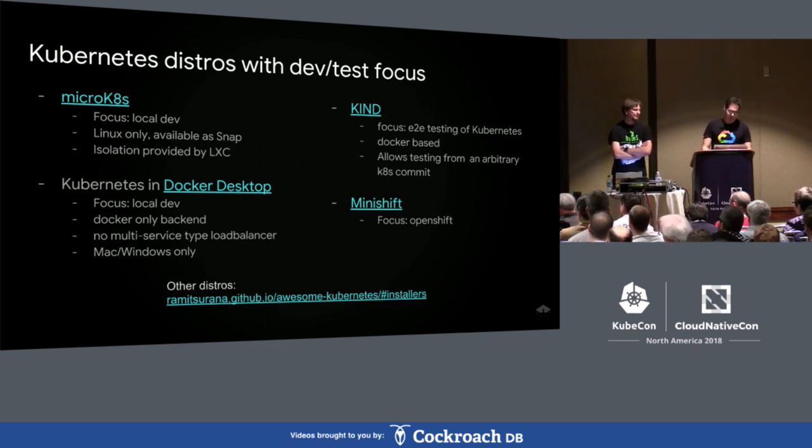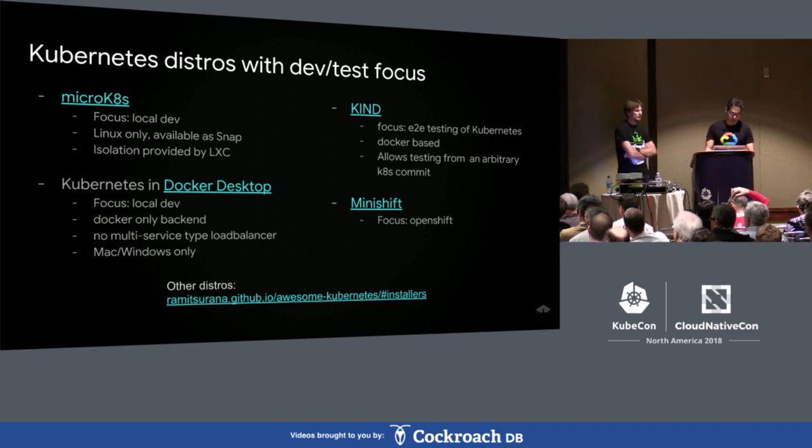MicroK8s is one project from Canonical that is very similar in terms of goals to Minikube. It is for local development. It's a single command startup. It's available as a snap package. Isolation is provided by LXC and not VMs. So it is great. It's Linux only. That's one great local development tool.